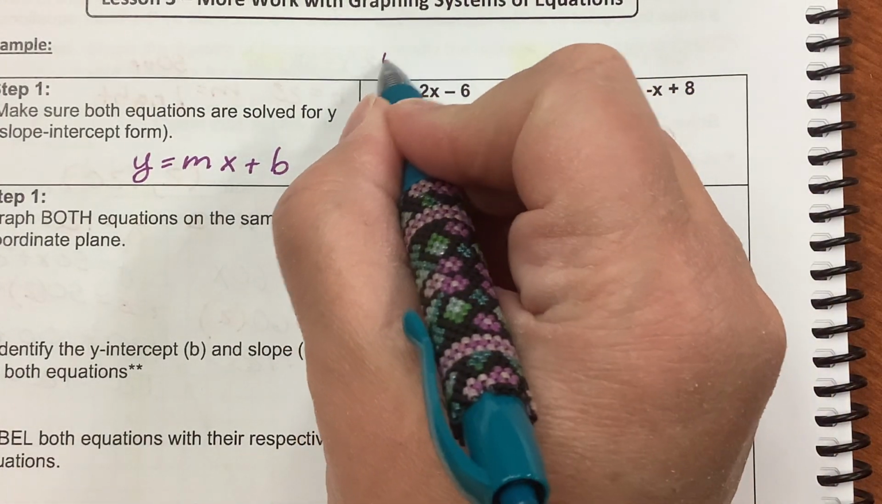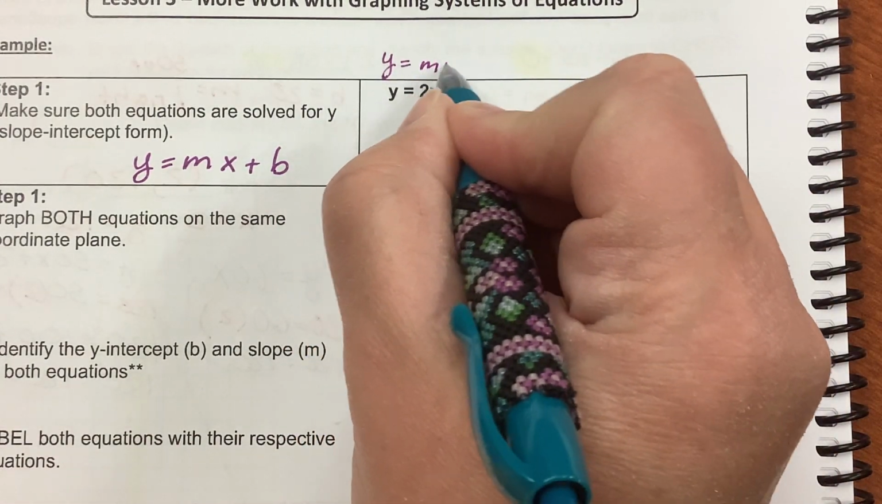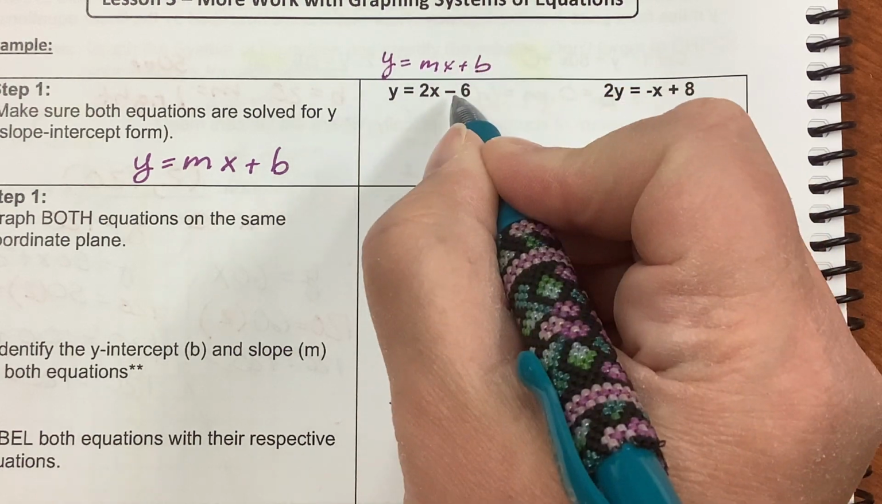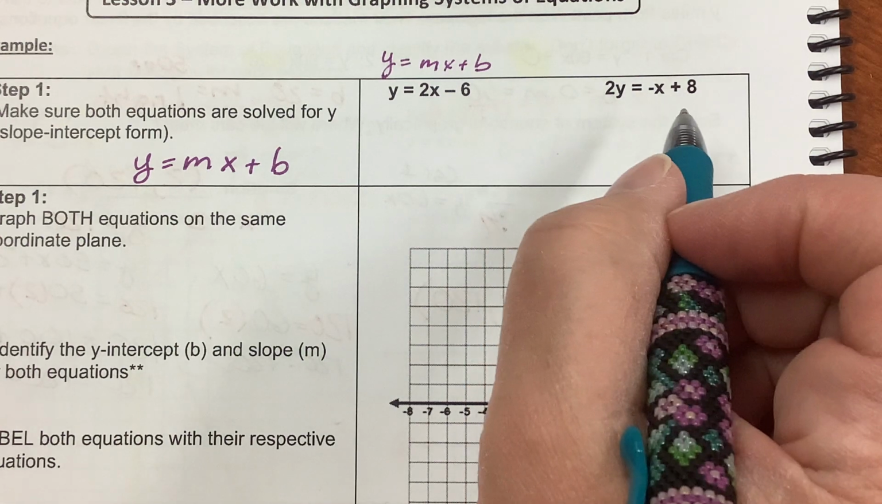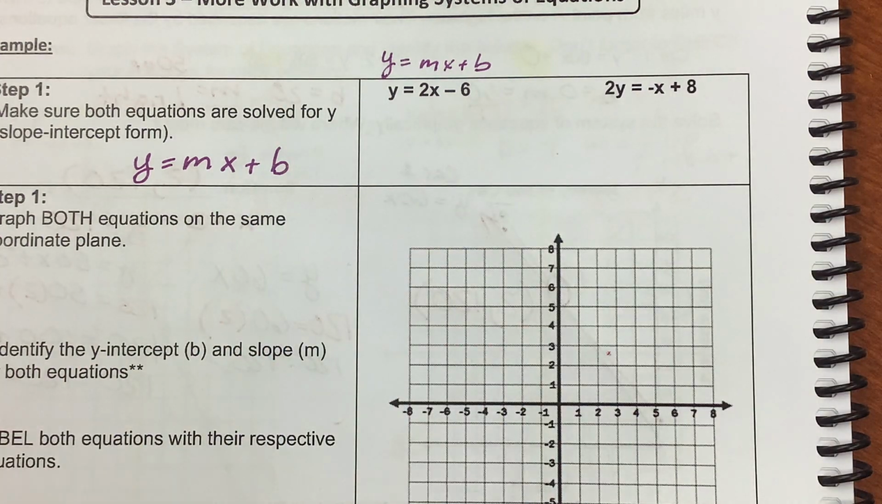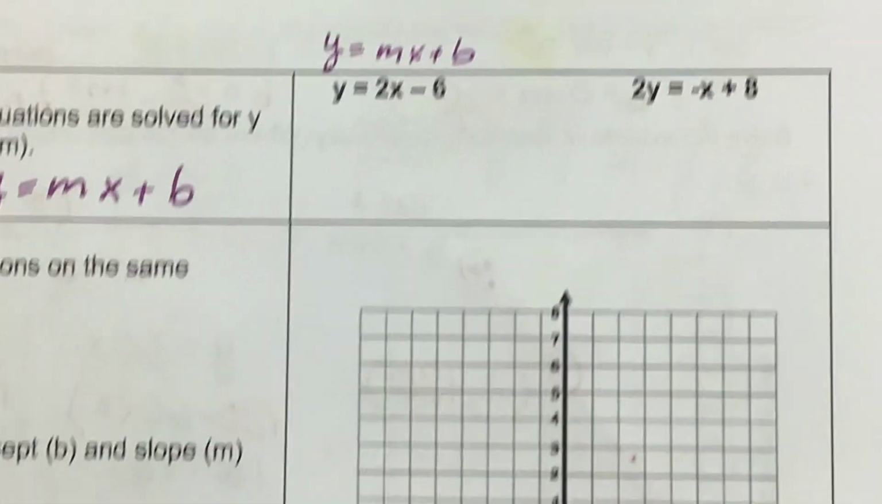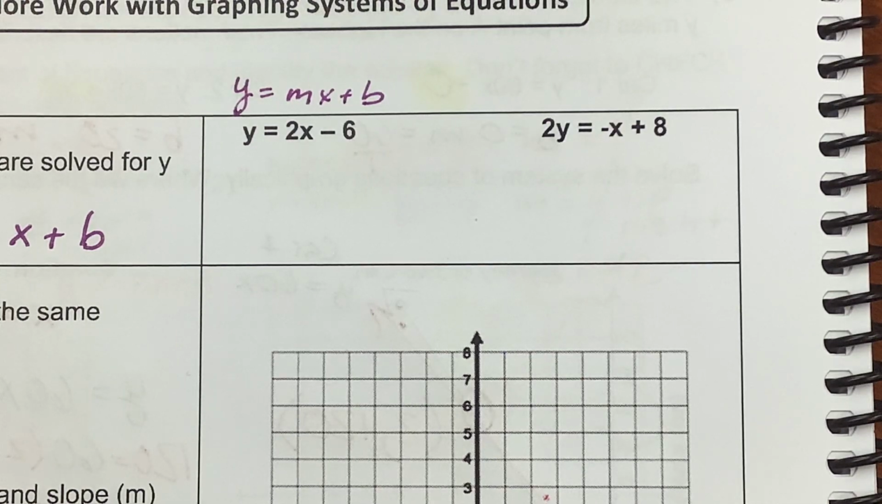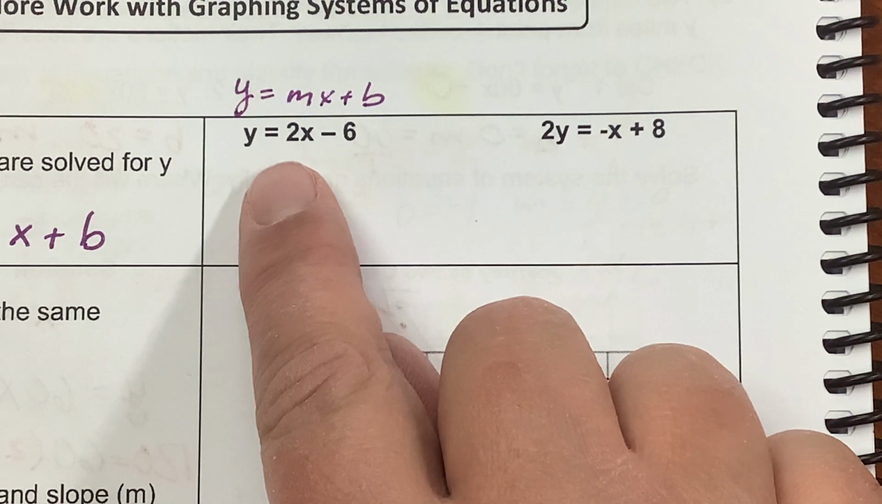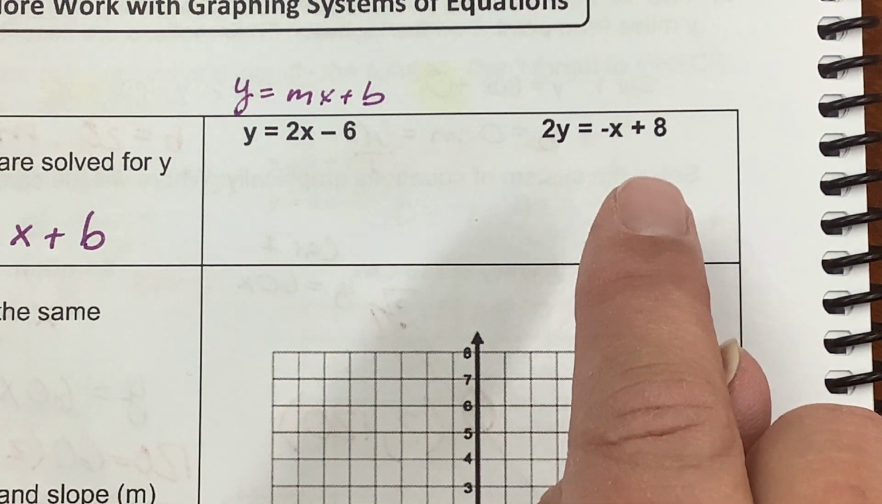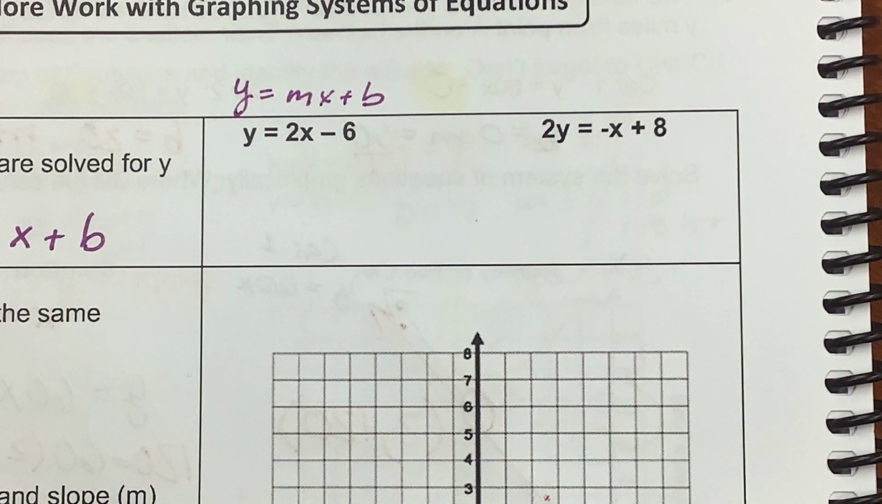Now this one is already y equals mx plus b. Even though it's a minus, it's plus a negative. So that's fine. This is the problem. So let's make it a little bit bigger so you can see better. And we will change this so that it's in the correct form. So let's do some algebra or math magic.